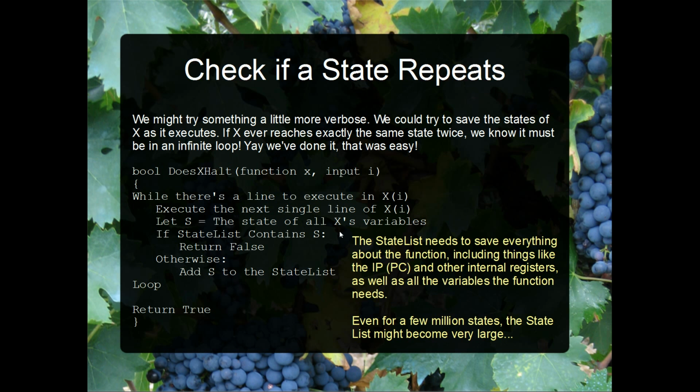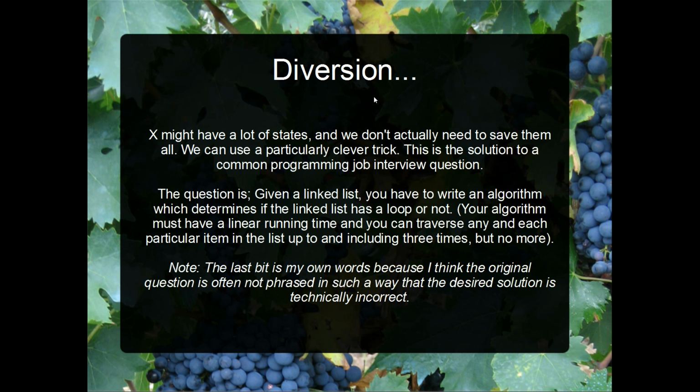Okay, so I think that the biggest problem with this method is that these states might actually be quite large. X itself might have a lot of variables. It could have megabytes or gigabytes of variables. And for each one of these states, we've got to save those gigabytes of variables over and over and over again. So even for a few million states, this state list might become extremely large. Let's tackle that. Let's have a look if we can get around that.